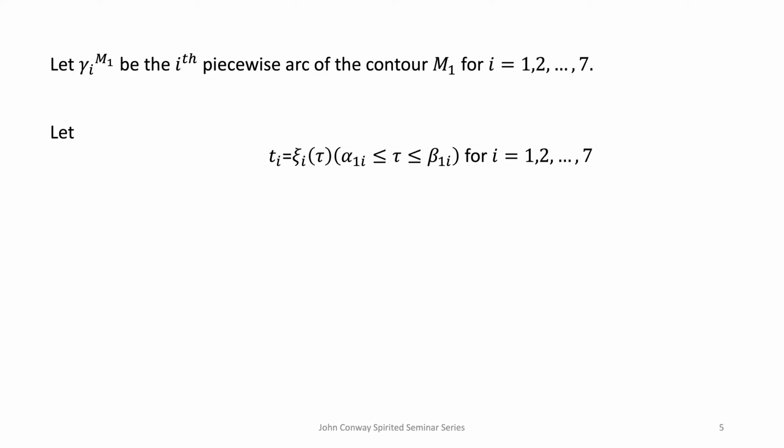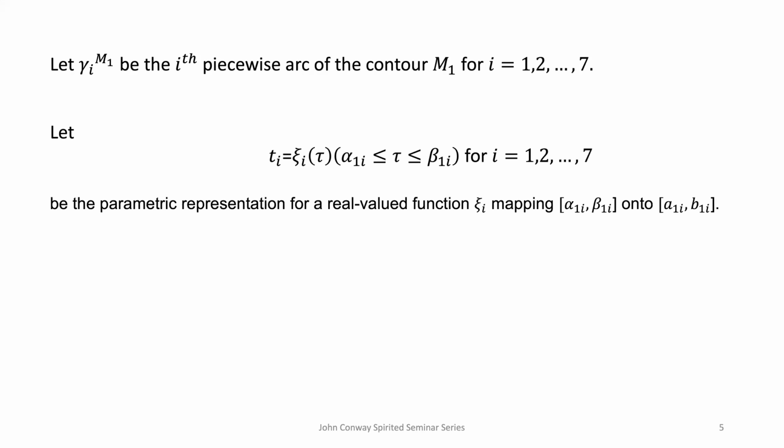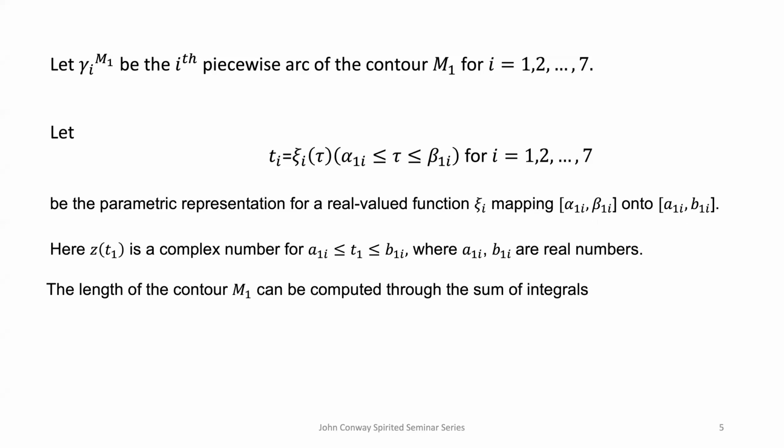So let Ti be the Zi of tau, with tau ranging between alpha 1i and beta 1i for i equal to 1 to 7, with the parametric representation, a real valued function Zi mapping alpha 1i, beta 1i onto A1i, B1i. So this is from the real line. Then for the tau after the transformation, Z of T1 is a complex number, where T1 lies between A1i and B1i. They are real numbers as I mentioned.